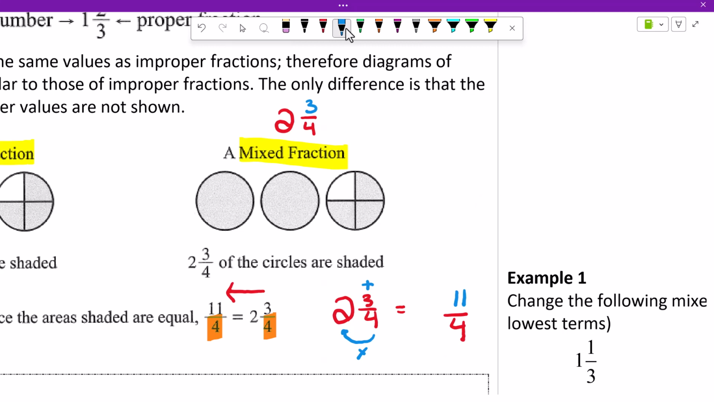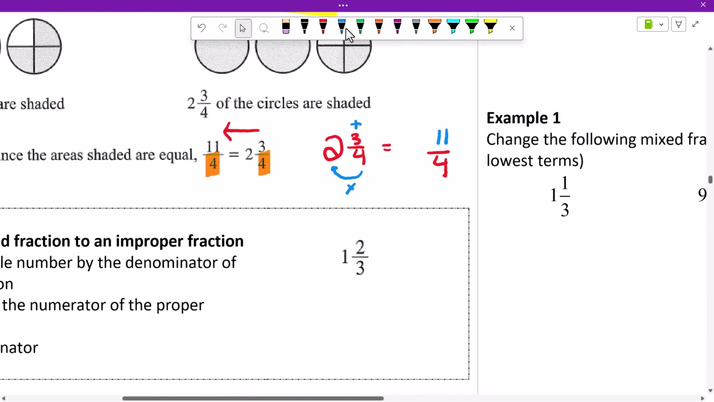Okay? So let's do this one together here. So we're going to convert it. We need to first write down the denominator. That doesn't change. And here, our circle, we haven't drawn it, but it's broken up into 3 pieces. Now to figure out the numerator, we multiply, then add. So you go 3 times 1 is 3, plus the 2 gives us 5. So 5 over 3.